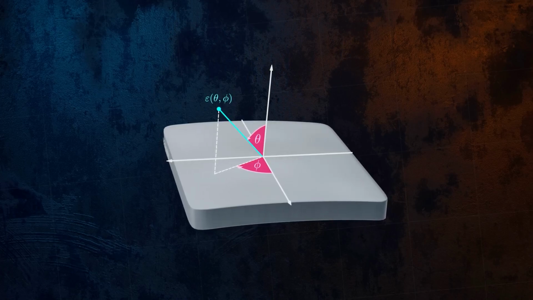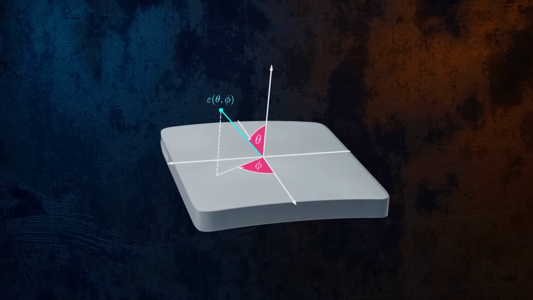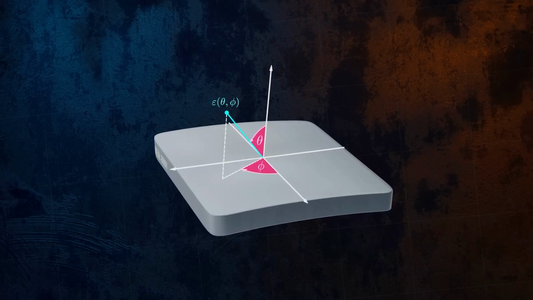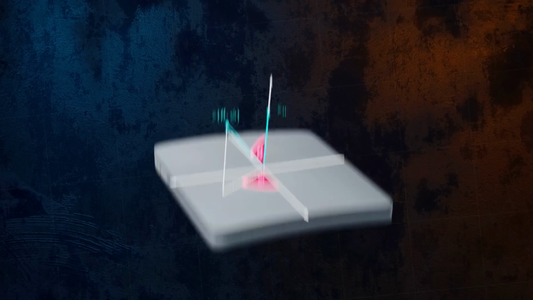When radiation hits a surface, it can either be absorbed, reflected, or transmitted. These behaviors are described by absorptivity, reflectivity, and transmissivity. A black body absorbs 100% of the radiation it receives, which is why it appears black.